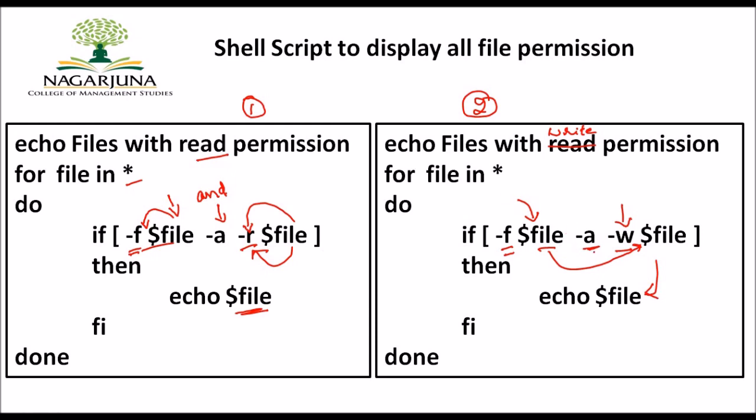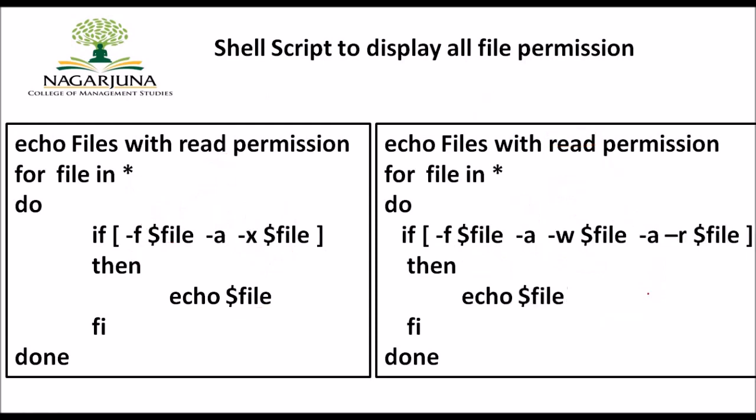Don't get confused that here -a doesn't mean append. This is not append. It cannot become an append here. Here -a represents AND. So check if the file exists. If the file exists, then check if the file has a write permission. If it has a write permission, then display that particular file.